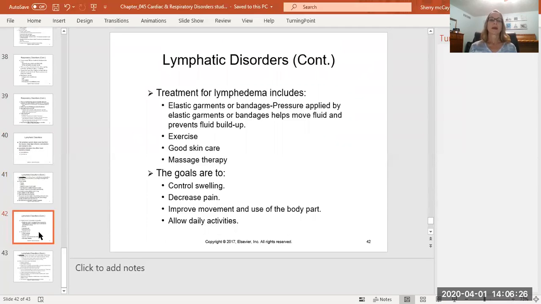Treatment for lymphedema includes elastic garments or bandages. Pressure applied by elastic garments or bandages helps move fluid and prevent fluid buildup. Okay, so we did talk about that in the past. You might want to watch the skills video again on putting on the compression stockings. Exercise, good skincare, and massage therapy can help. The goals are to control swelling, decrease pain, improve movement and use of the body part, and allow for daily activities.